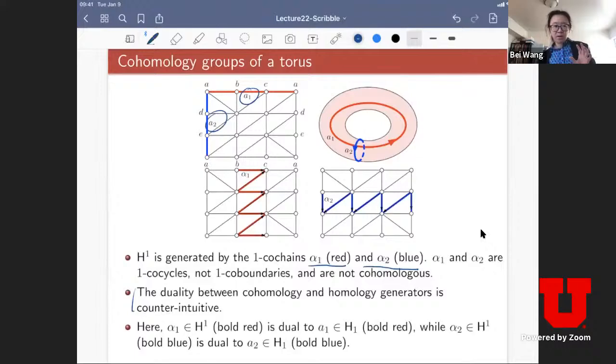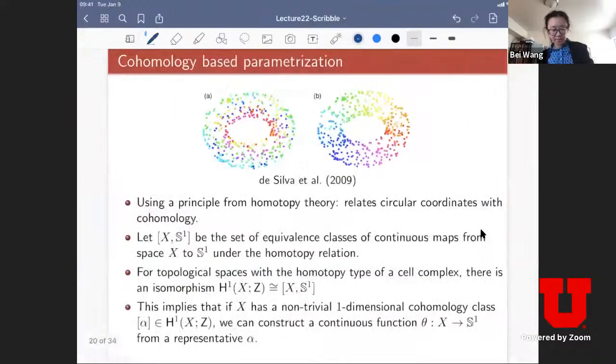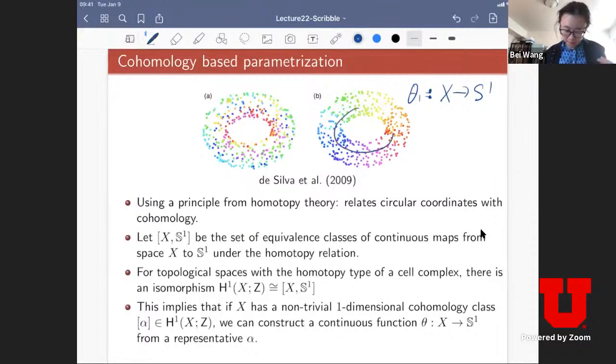But this is where cohomology becomes important in data analysis. Remember I said, if I look at this torus and parameterize it, there are two parameterizations. This is the first parameterization that takes the point cloud and maps it to S1, and that S1 goes around, which color did I use? I should use red.